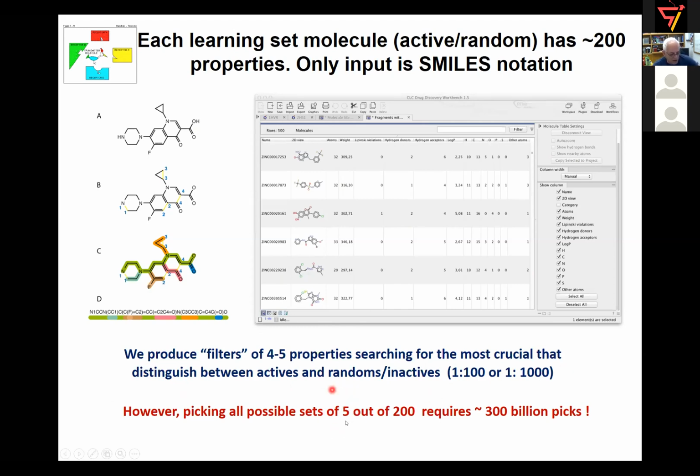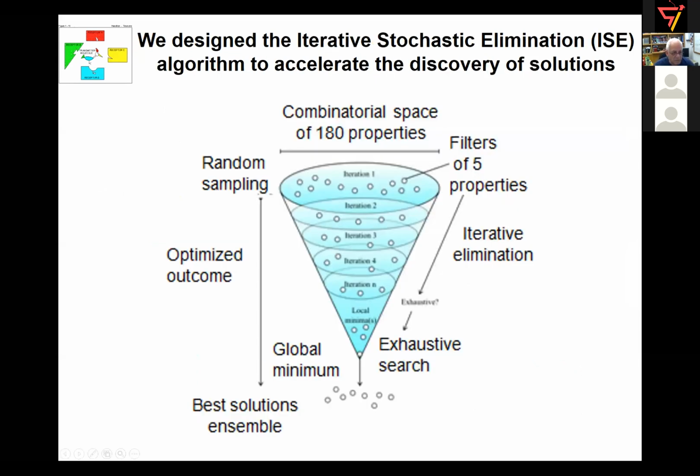If we're talking about the filters of 5 properties picked randomly out of 200 properties, we're talking about 300 billion picks. So obviously this is a very time-consuming issue, and even on a very strong CPU with lots of parallel processing, it could take months or even more to perform all the possible sets of 5 out of 200. So we devised this algorithm to shorten the search. And the algorithm starts with this combinatorial space of 200 or 180 properties. We pick randomly filters of 5 properties. This is done by random sampling.